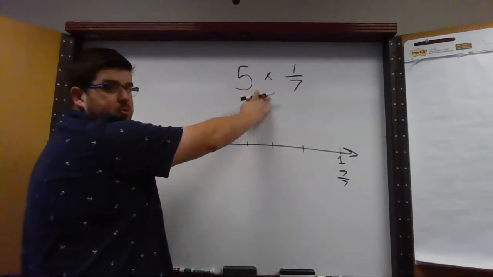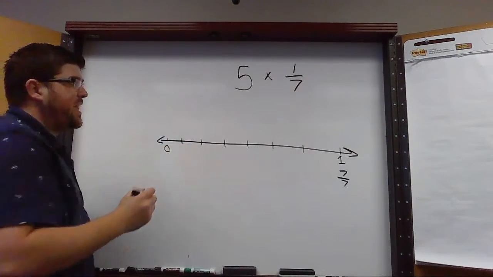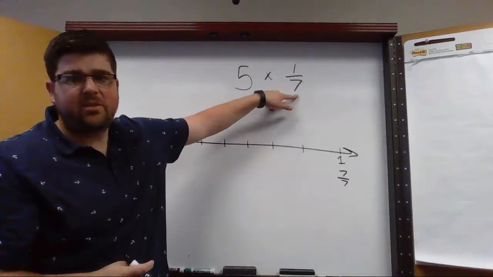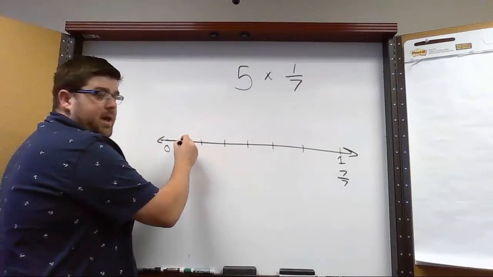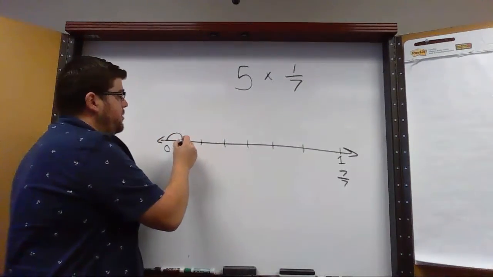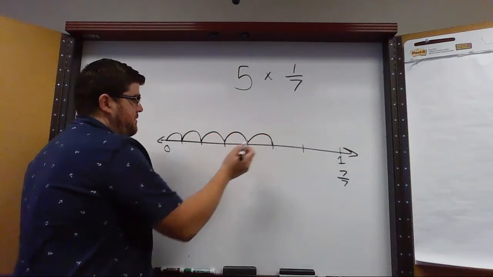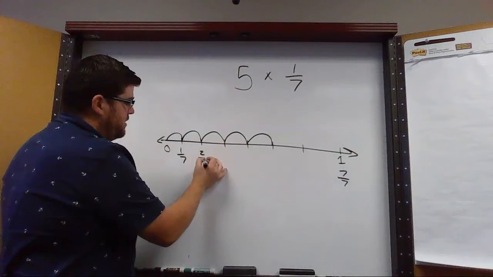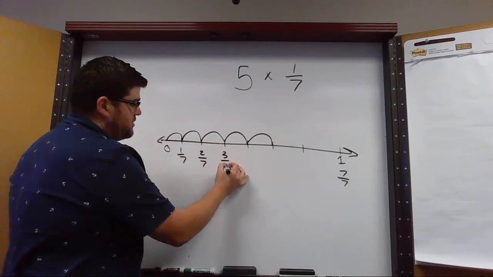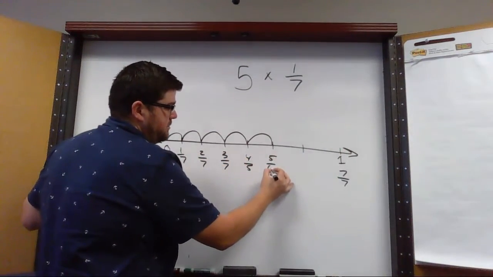So if I'm going to do 5 groups of 1/7, I'm going to start here at 0, and I'm going to count. Each hop is going to be 1/7, and I'm going to do 5 different hops. So here we have 1 hop, 2 hops, 3 hops, 4 hops, 5 hops. And actually, technically, I should have labeled these beforehand. 1/7, 2/7, 3/7. I said it, but I didn't label it.